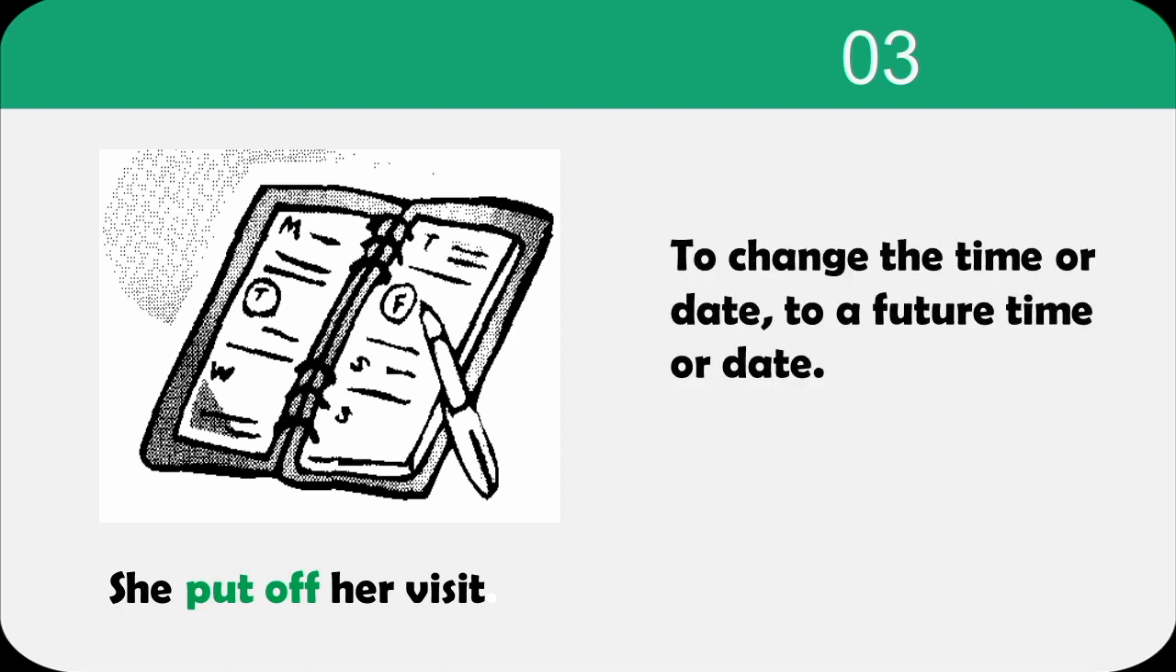Example number 3, in which we can notice, so this is a diary. So somebody has something to do on Tuesday, but he postponed it until Friday. So she put off her visit, which means she changed the date and time to a future time or a future date. So the meaning is to postpone or to delay. She postponed her visit. She delayed her visit. أجل يؤجل.